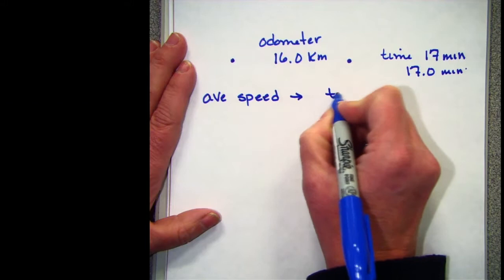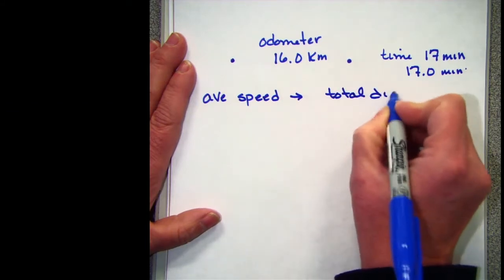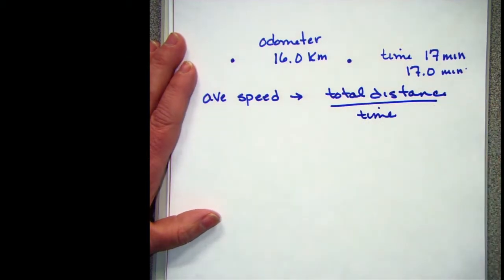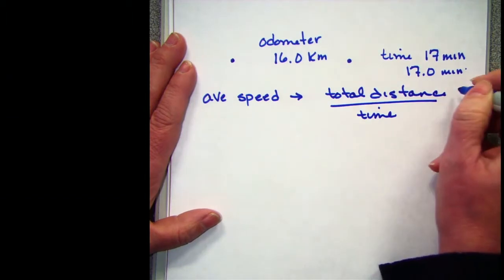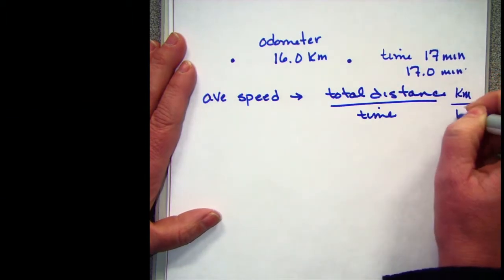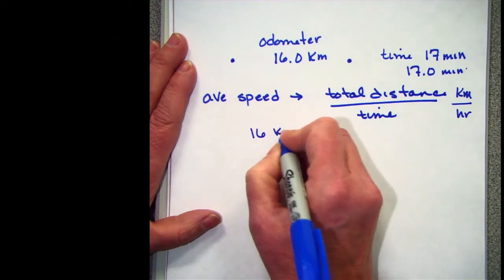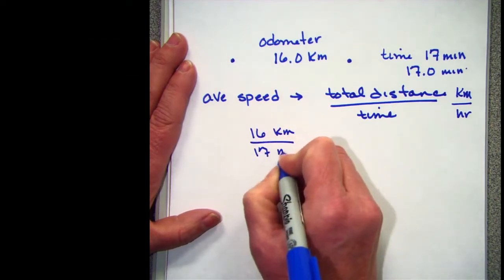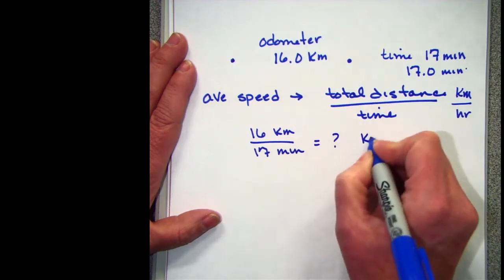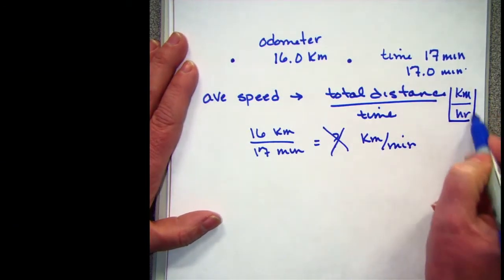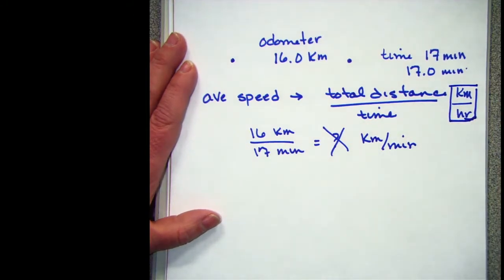Well, the average speed is going to be my total distance divided by the time. And the key here is to make sure when you're working in WebAssign what the distance was in. This was in kilometers per hour. So my guess is if you missed it, what you did was you put in 16 kilometers and you divided by the 17 minutes and you got some value in kilometers per minute. And that would have been a big problem, because WebAssign asked for it, or I wanted it, in kilometers per hour.